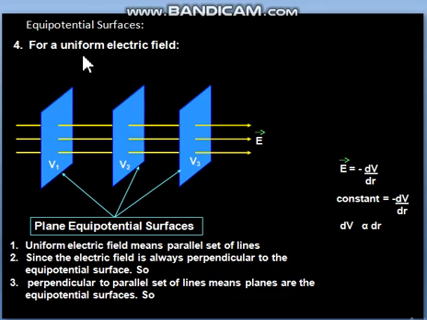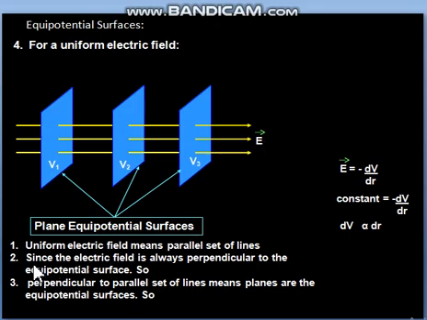So first of all, uniform electric field, how to draw? We have already discussed. A parallel set of lines always represents the uniform electric field. So first of all, we will draw parallel lines to show the uniform electric field. This is done. This is step number 1.